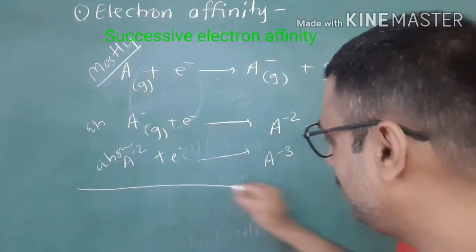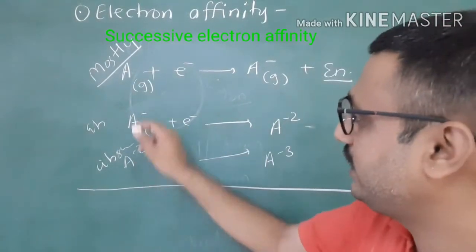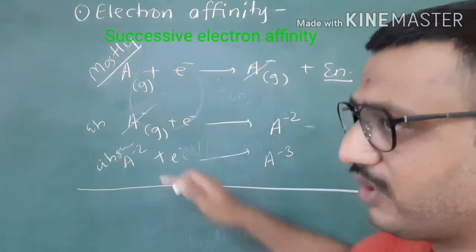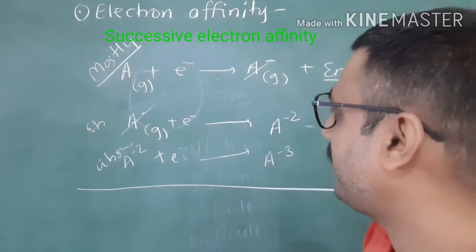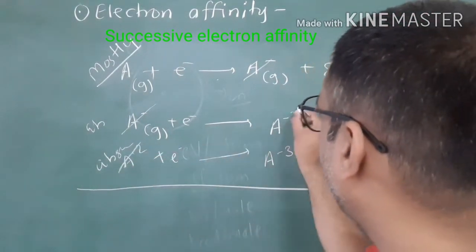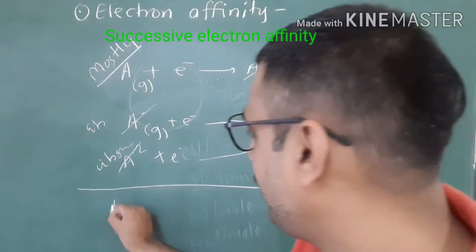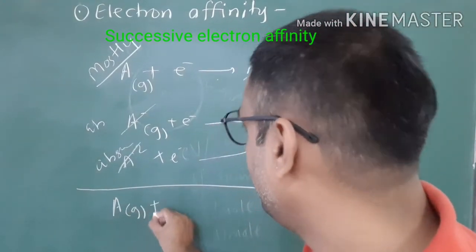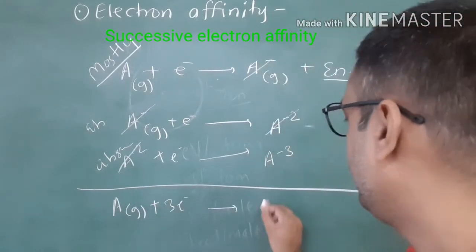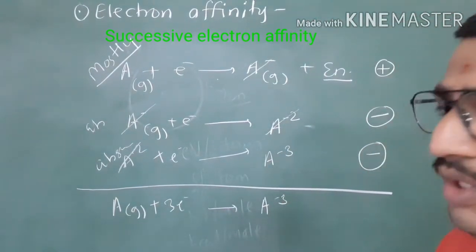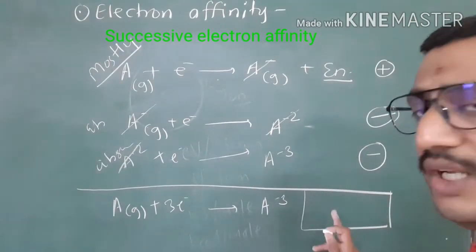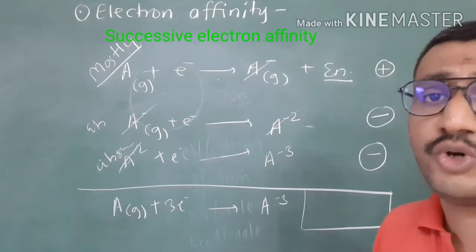Now if we see at a glance, A minus gets cancelled. If we sum all these three successive steps of addition of electron, A minus 2 will also get cancelled. What will remain? A in gaseous state plus 3 electrons results in the formation of A minus 3. Now the question is, what about the overall energy? Is it positive or negative?